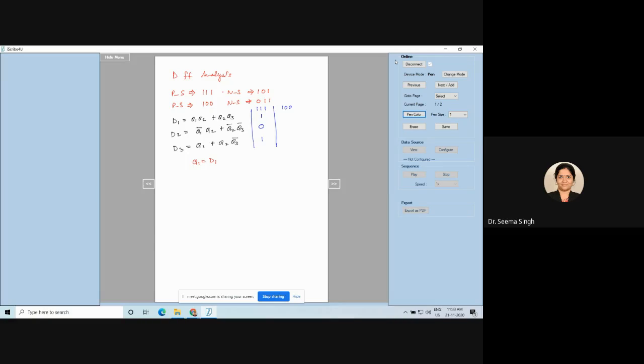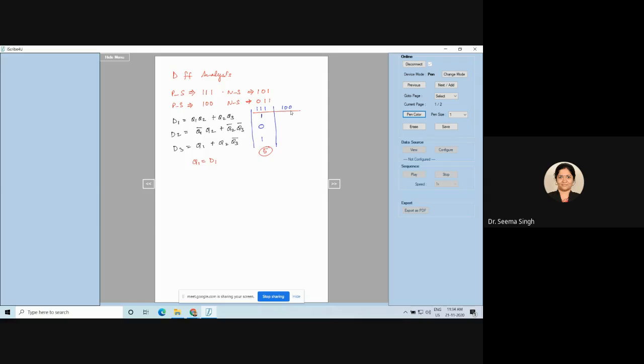So D1, D2, D3 is 101 means what? Your next state will be this only. So the next state will be 101 only, whatever is coming here, because Q is equal to D. So Q1 is equal to D1, Q2 will be equal to D2 and Q3 will be equal to D3. As soon as the clock comes, these values of D1, D2, D3 will be reflected as Q1, Q2, Q3. Right? Now, is it clear to you all?